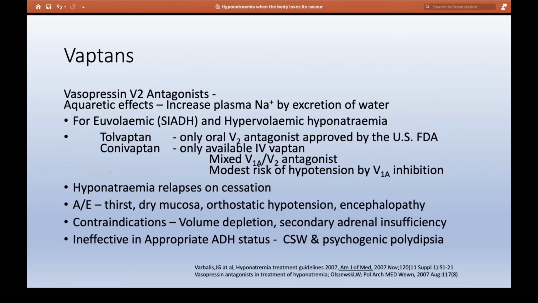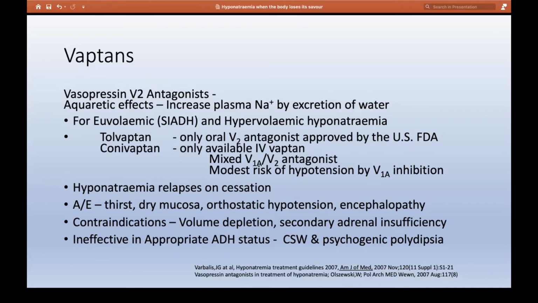They can be used in euvolemic patients like in SIADH, or in hypervolemic patients. Tolvaptan is the one that is available in Sri Lanka, and this can be given. Hyponatremia corrects as long as the Vaptans are going on, so you need to address the causative factor of hyponatremia. Don't think that by just giving Tolvaptan 15 milligrams daily, you have done your job. You need to look into what is the reason for this hyponatremia.